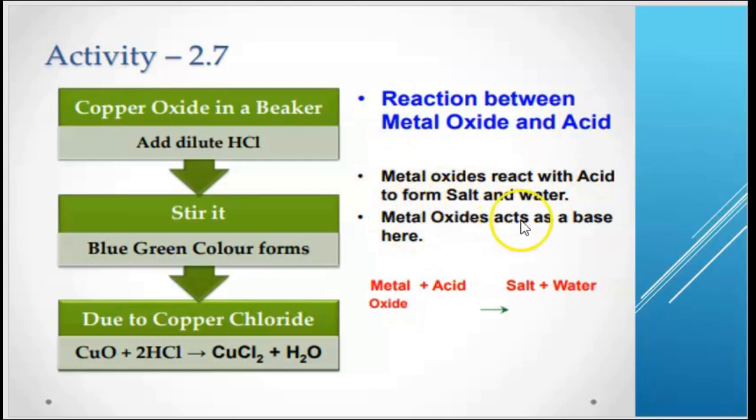Metal oxides here act as base. What is this metal oxide? Acid, when it reacts with the base, you will get salt and water. This is according to the neutralization reaction. So here it is acid. Already acid is there, and our products are salt and water. So the metal oxide here acts as base. Okay. So what is the behavior of metal oxide here? Metal oxide acts as base.